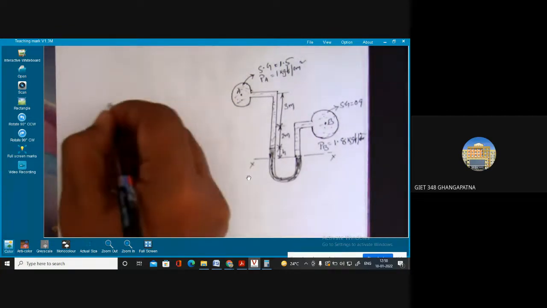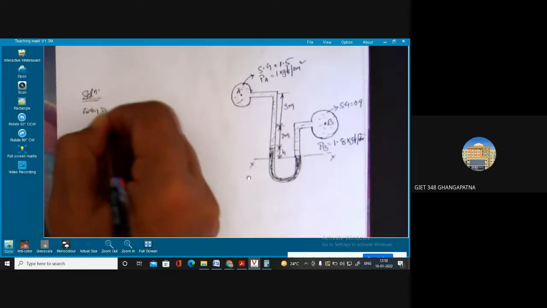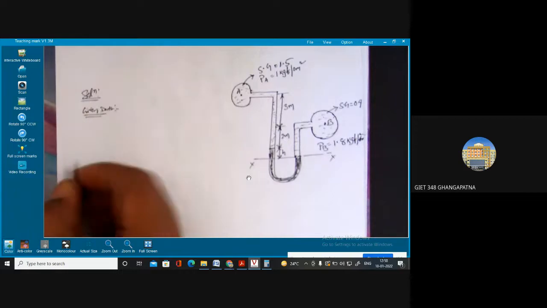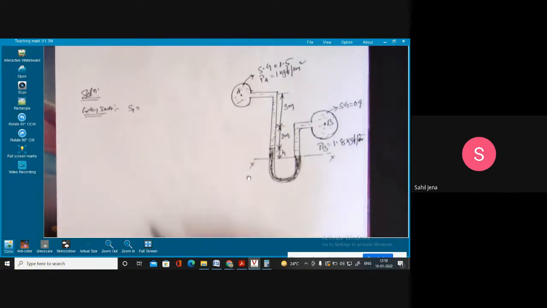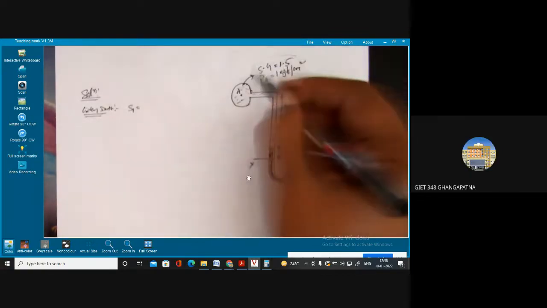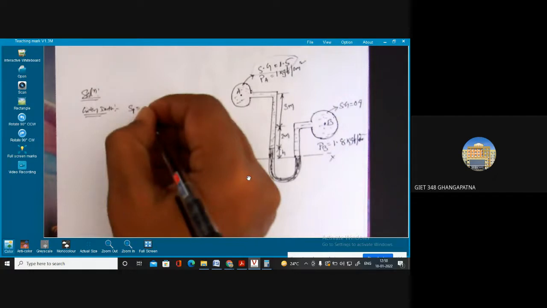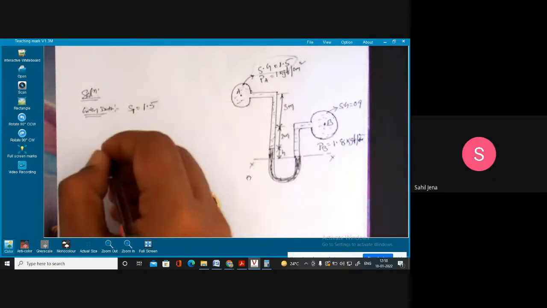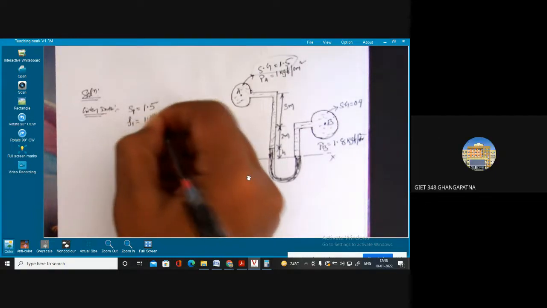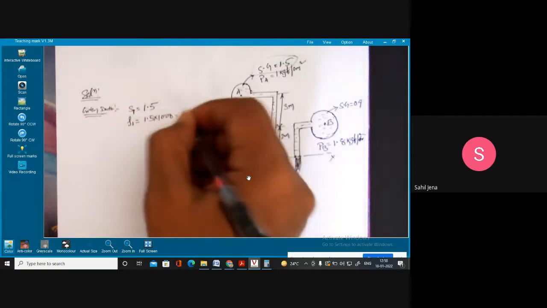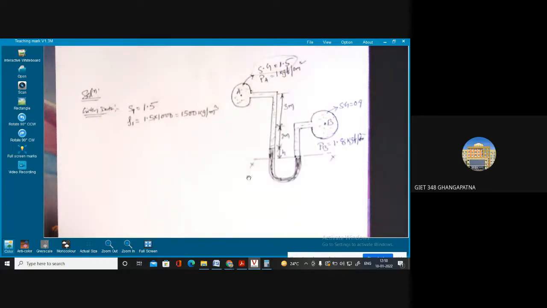What is S1 here? See the diagram. At pipe A, S1 is 1.5. Okay, what is the density rho 1? 1.5 into 1000, that is 1500 kg per meter cube. Clear?